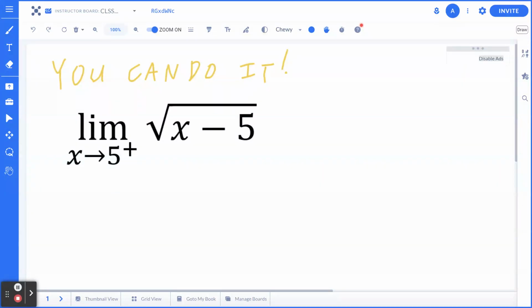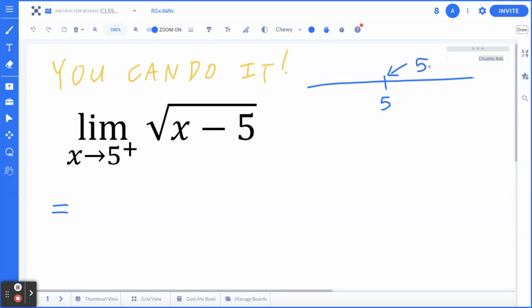Hi everyone, let's take a look at the following limit. Find the limit of the square root of x minus 5 as x is approaching 5 from the positive side. Step number 1. First, recognize this is a one-sided limit, which means if you think about this on a number line, you're thinking about a number to the right of 5.